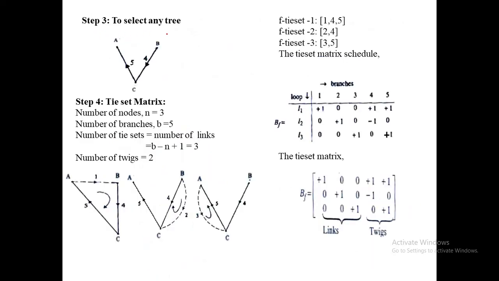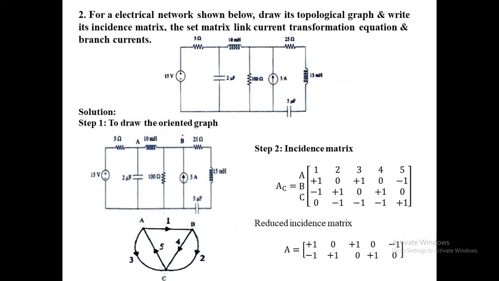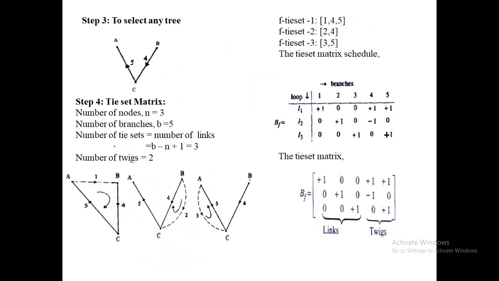Next step is to select any tree. We know that a tree is having all the nodes but there is no closed path. Here I have selected this as the tree. Next step, tie-set matrix. For that we have to write the number of nodes and number of branches. In this oriented graph it is having 3 nodes, A, B, C, and branches 1 to 5. Next, the number of tie-sets can be calculated by b minus n plus 1. Just substitute the values and we get the answer 3. We have to create 3 tie-set graphs.